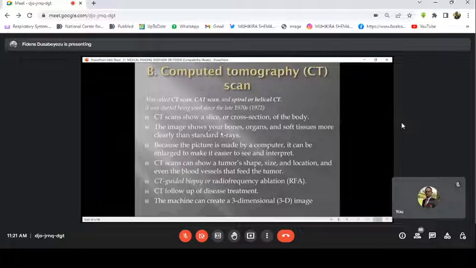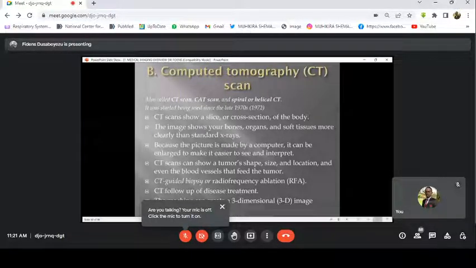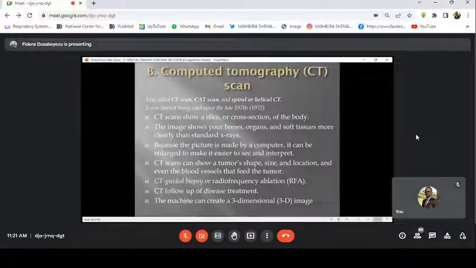The image can show your bones now. CT scan is good in showing the bones, and the other organs, the soft tissue organs in the body, soft tissue like muscles, compared to conventional radiography. And because the image is done by computer, you can manipulate it. You can make it big.